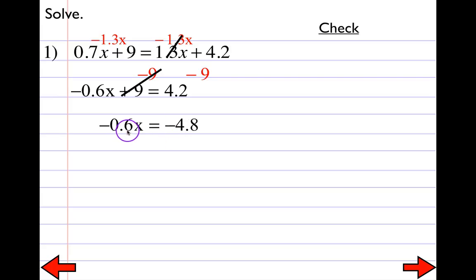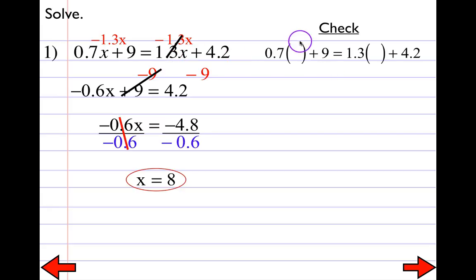Last but not least, we're going to get rid of our coefficient by dividing both sides by negative 6/10. This is going to cancel out, leaving me with x equals a positive. You can think of these negatives as canceling each other out, and that's what gives you a positive 8. But you're not done. You always have to check. So I'm going to go ahead and rewrite this entire problem here with parentheses in place of the variables. And then I'm going to go ahead and plug in my 8 in both cases.